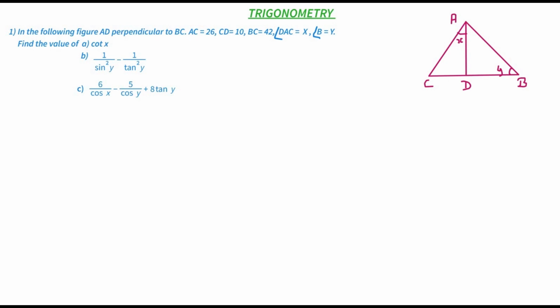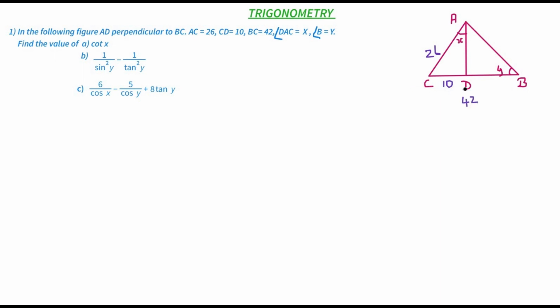So now let's see, there is a triangle given to us, ABC, right? And AD is perpendicular to BC. Clear? AD is perpendicular to BC. Now what else is given? AC equals 26. So here AC is 26. This is also given. CD, this small part, CD is 10. This is also given. BC, the whole part, the bigger part, BC is 42. This is also given.